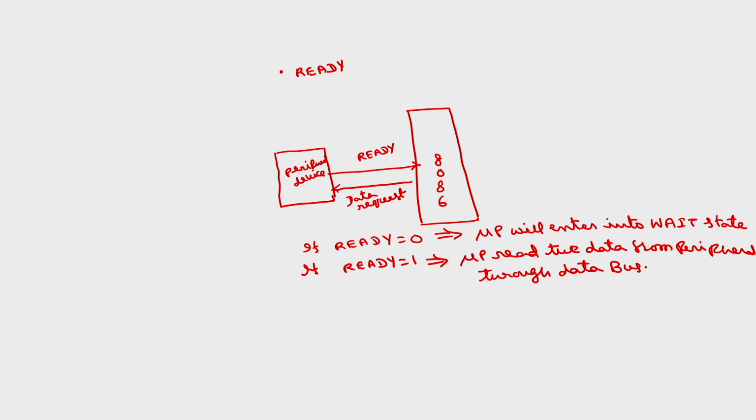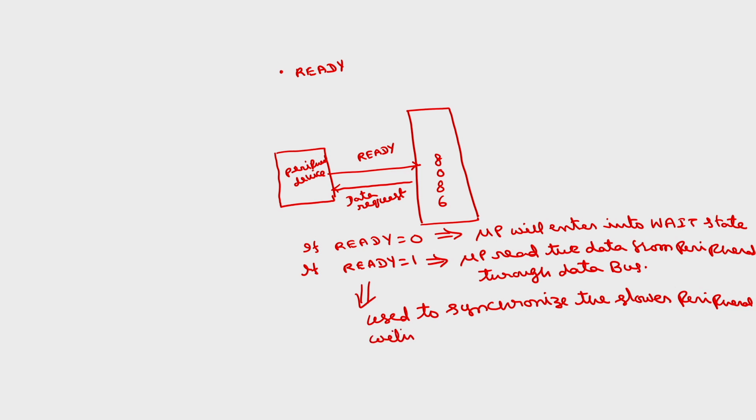So, basically this ready operation will be used to synchronize this slower peripheral with the microprocessor. Basically the ready signal will be used for synchronizing this slower peripheral with the microprocessor. This is the second externally or peripherally initiated operation.